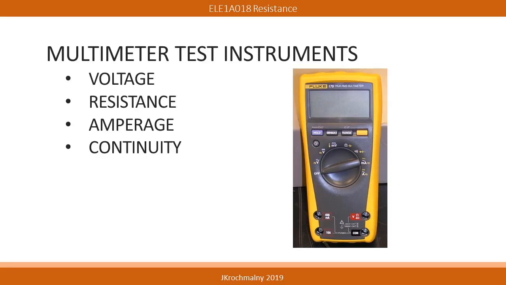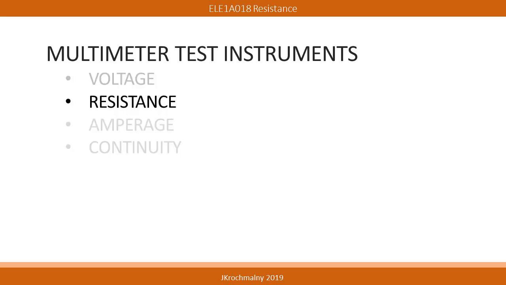The electrical test instrument called a multimeter is commonly used in the electrical trades. The multimeter can measure voltage, resistance, amperage, and continuity. In this presentation, we will feature the steps to configure the multimeter to read resistance.